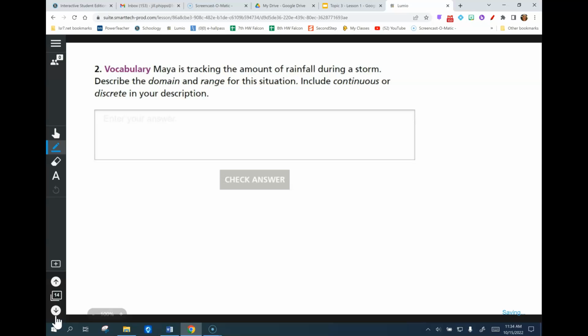Maya is tracking the amount of rainfall during a storm. Describe the domain. What would the domain look like? What would the range look like? Okay, so, rainfall. Can it be a fraction? Yes, it can be. Can it be a negative amount? Not when it's falling. It's during a storm. So we're going to go 0, and we're going to go on up. It can be real numbers. That means I can have fractions and decimals. Therefore, it is continuous.